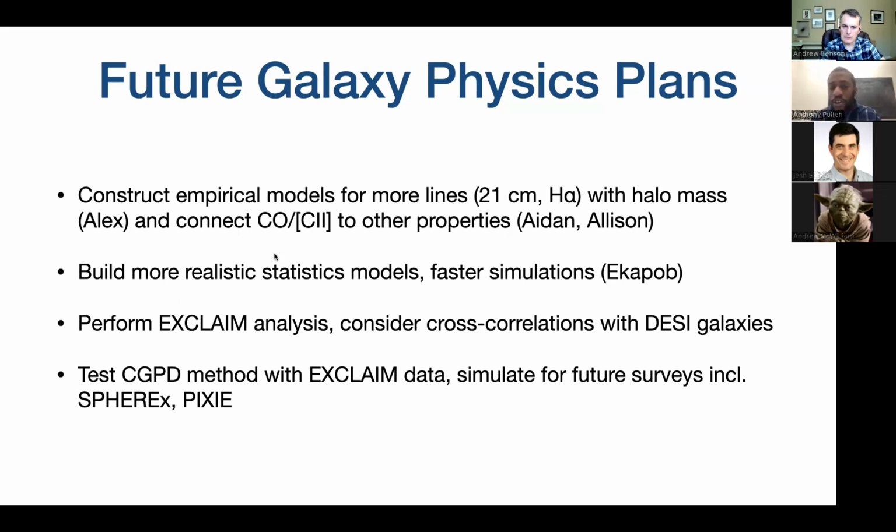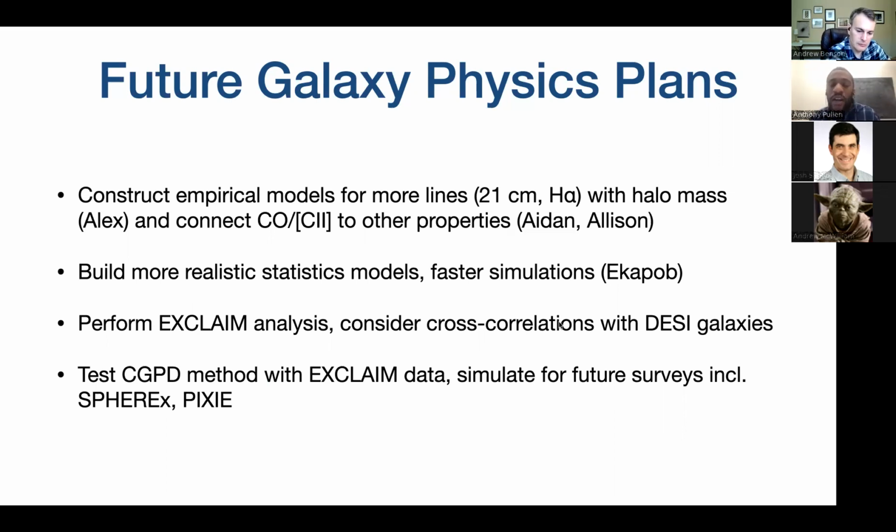Again, as I mentioned earlier, we want to be able to build more realistic statistical models of faster simulations. So my group is also working on this. In the future, as the data comes from EXCLAIM, we're going to perform that EXCLAIM analysis. I'm the lead of the team that's going to be working on that. And then one thing we possibly will consider is cross correlations with other galaxy surveys like DESI, as the data set is populated.